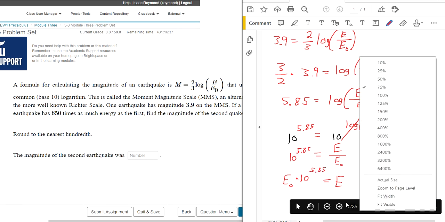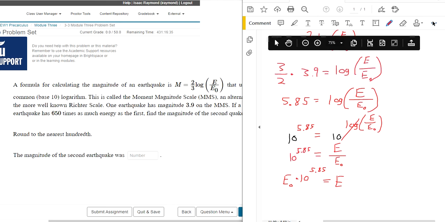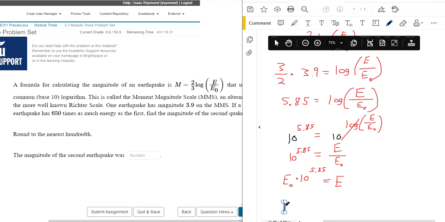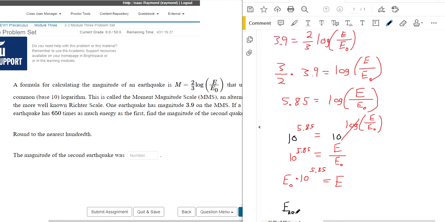So what we can do with this is the fact that E in the next earthquake, the energy of the next earthquake, so I'm going to put the word next down here. You don't necessarily have to write that, but this is to distinguish it between the E of the first earthquake, the energy of the first earthquake. The energy of the next earthquake in my question is 650 times the energy in the first earthquake, and this is the expression for the energy in the first earthquake.